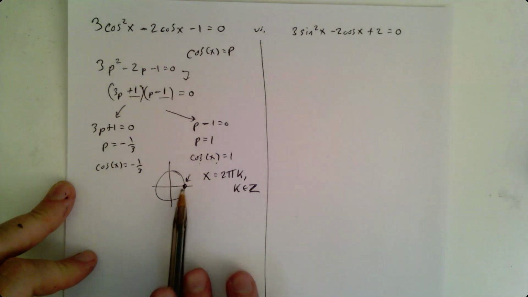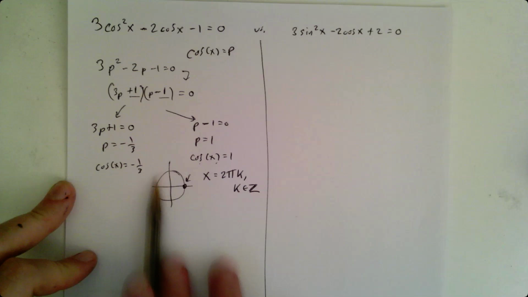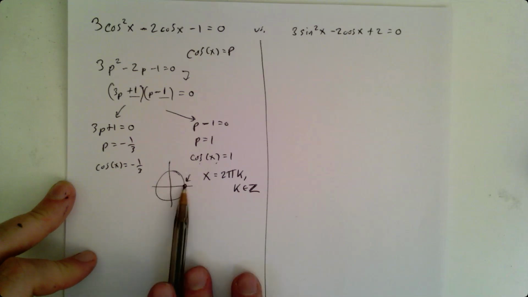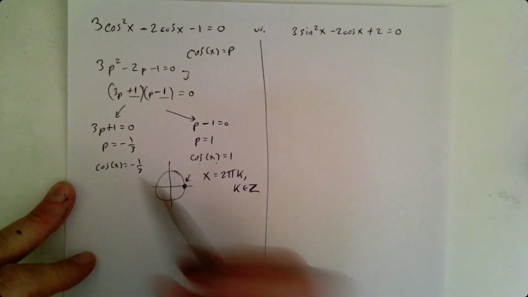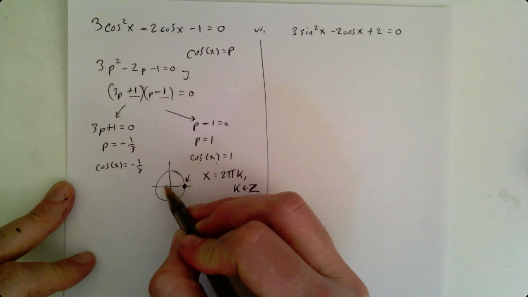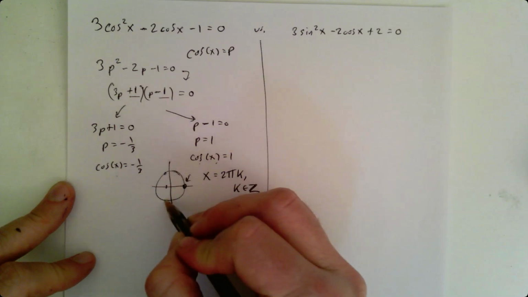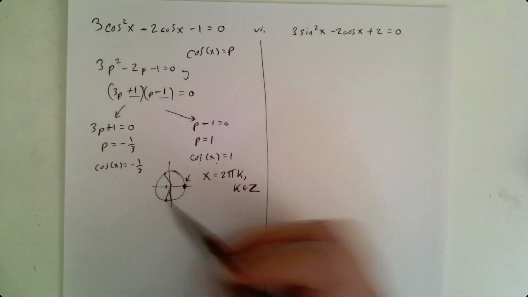And that gives me the angle 0. It gives me 2 pi. It gives me 4 pi. It gives me 6 pi. All the angles that end up here. Okay, what about this side? So this side, cosine is negative 1/3. That does not correspond to any special angles we know, but they're happening approximately here and here.